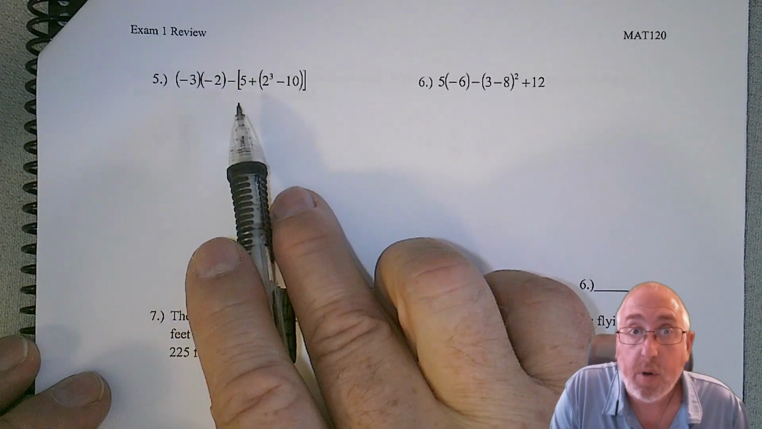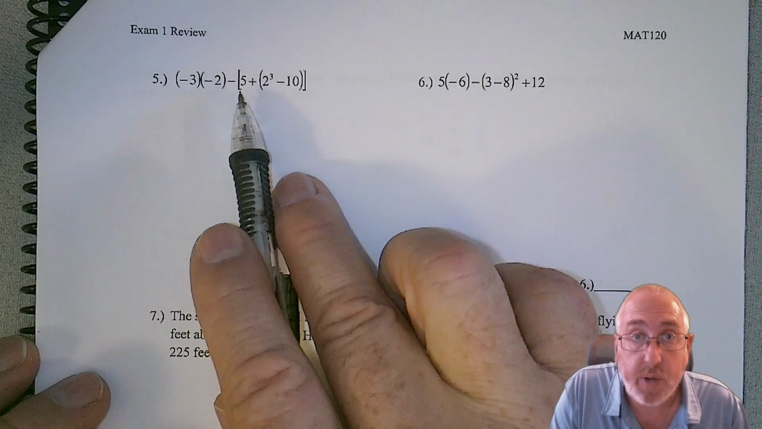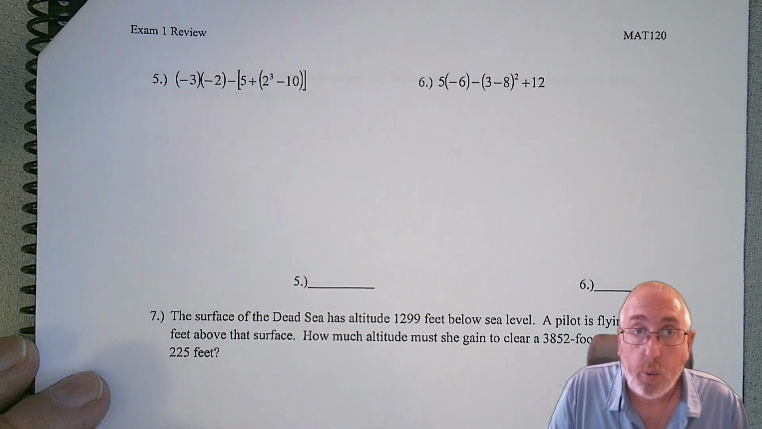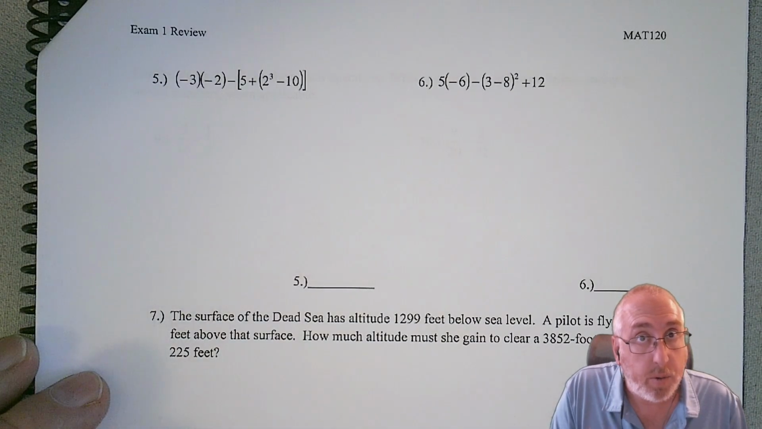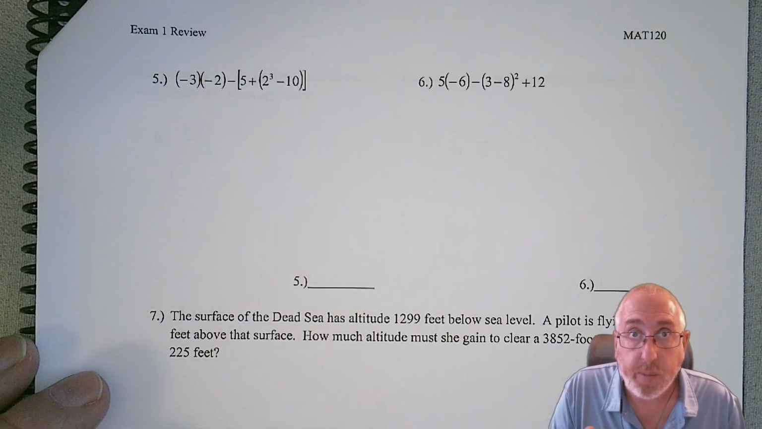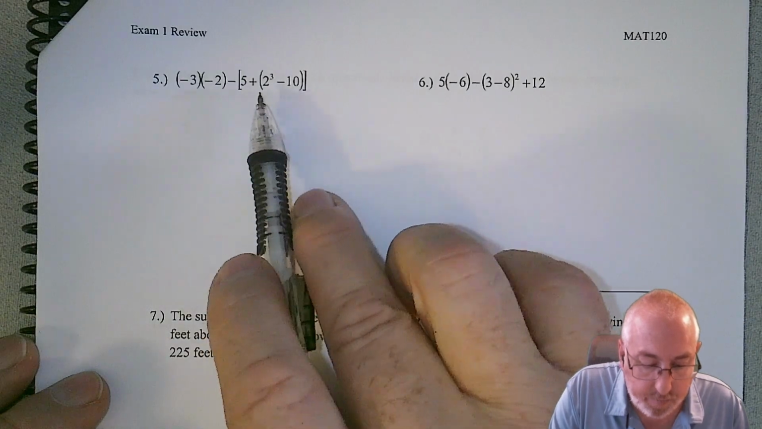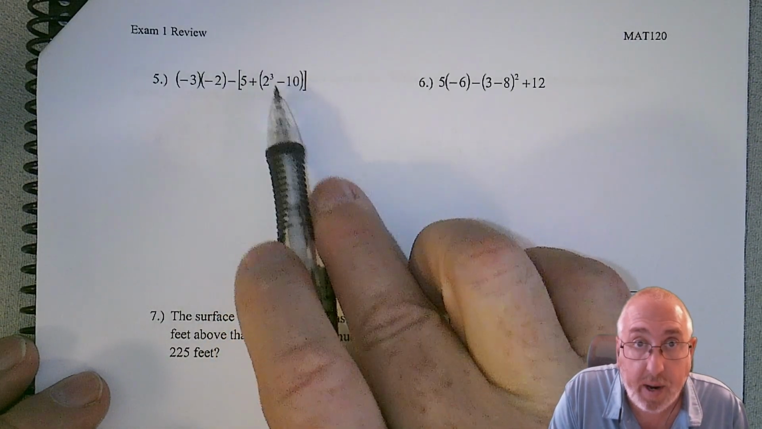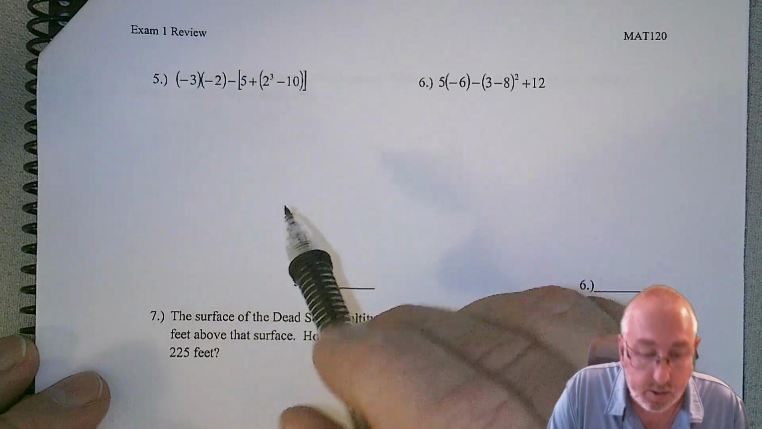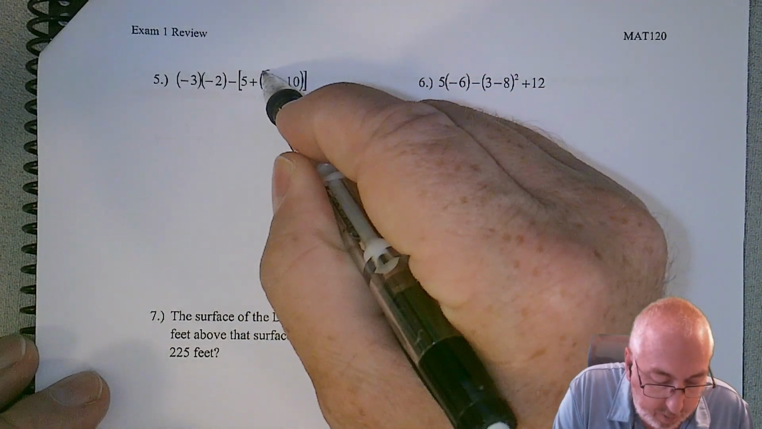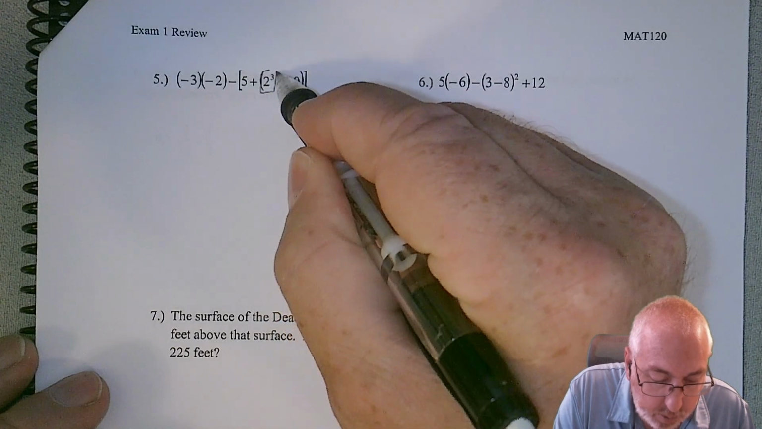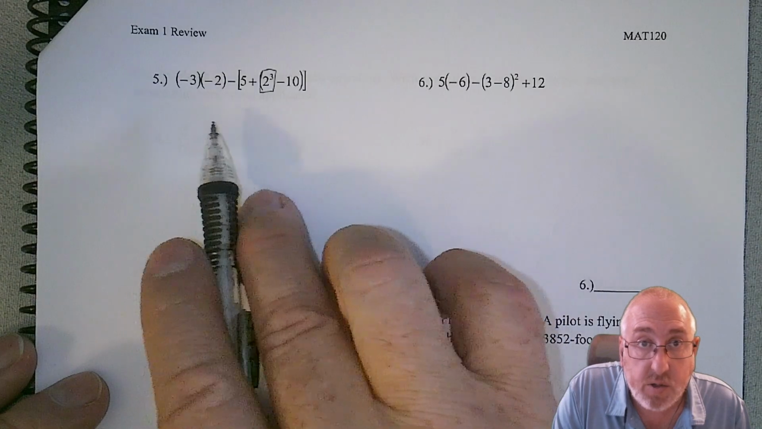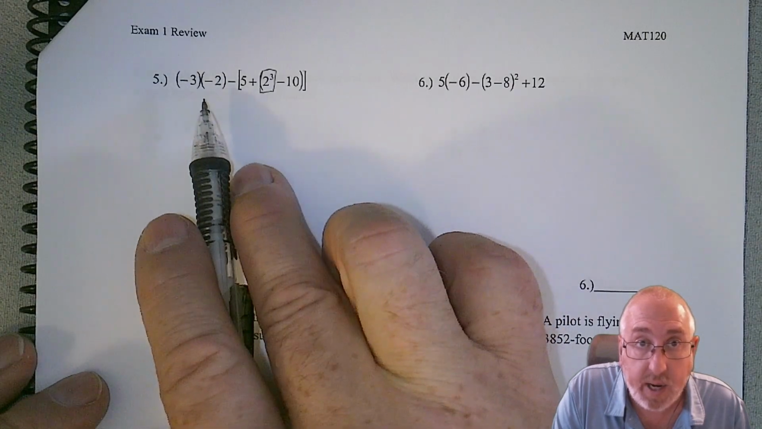Now we have some clusters of grouping symbols. So we have square brackets and we have parentheses on the inside. So where we should start is always the most innermost operation we could possibly do. So in this case, if we look inside the brackets and inside the parentheses, we have 2 to the third power minus 10. So we would want to do that 2 to the third power first because exponents come before subtraction does. And now anything else we can do, we'd have to look outside of those brackets.